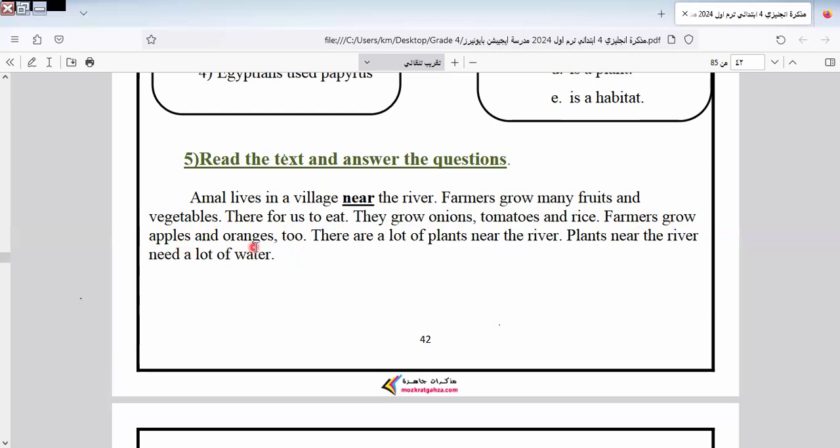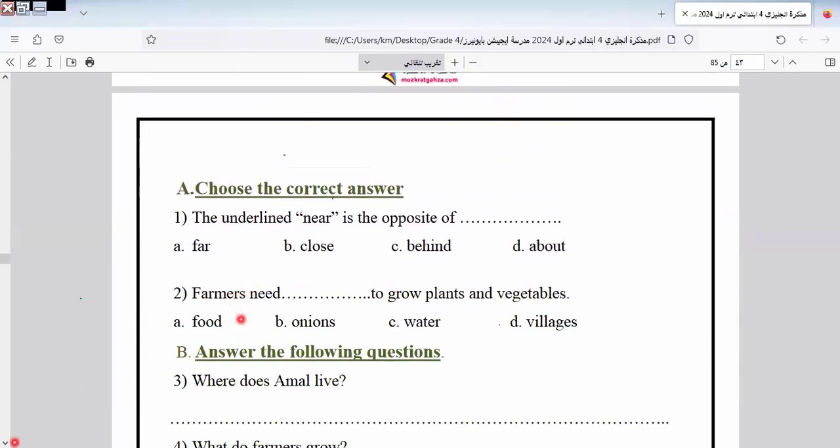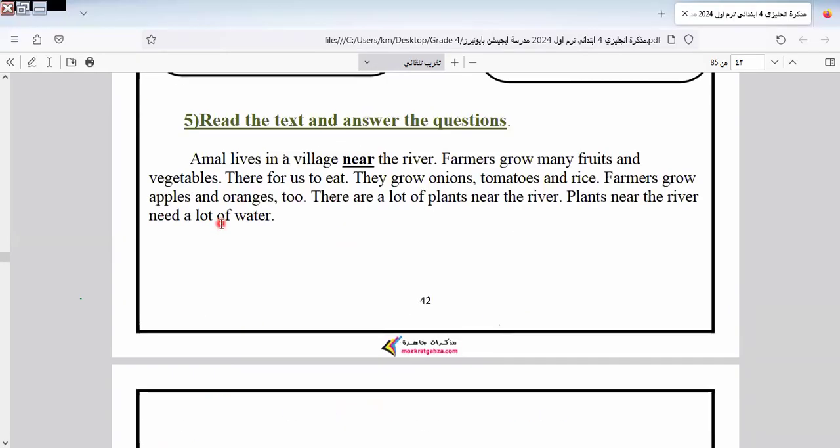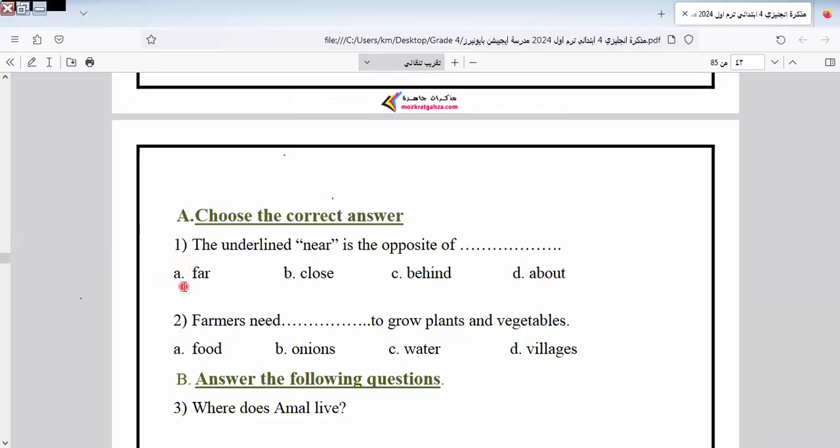Farmers grow apples and oranges too. There are a lot of plants near the river. Plants near the river need a lot of water. Let's answer the question below. The underlined word "near" is the opposite of what? Opposite means the opposite of near. It will be far. You are clever pupils. All of us know it.